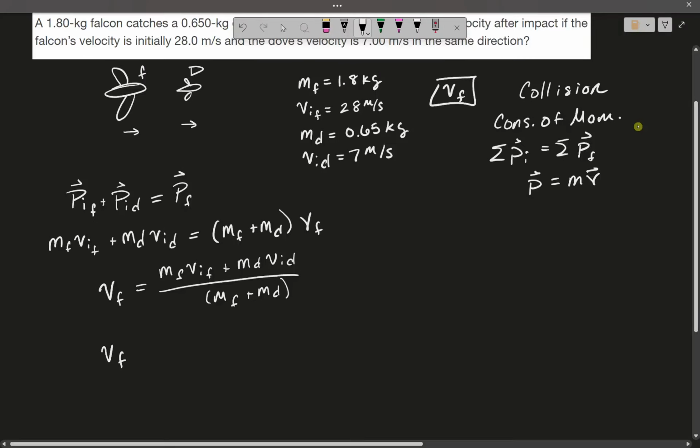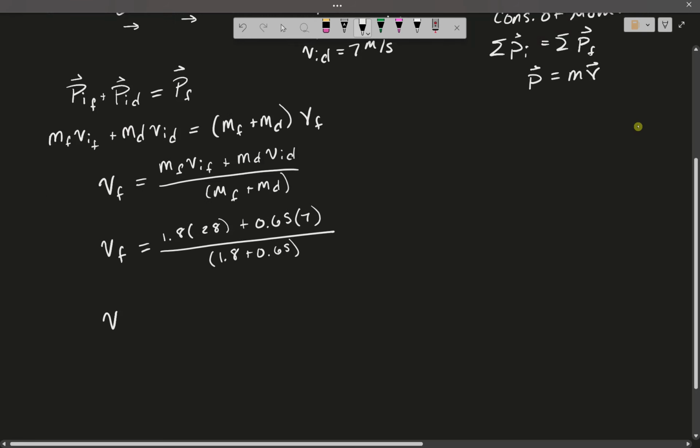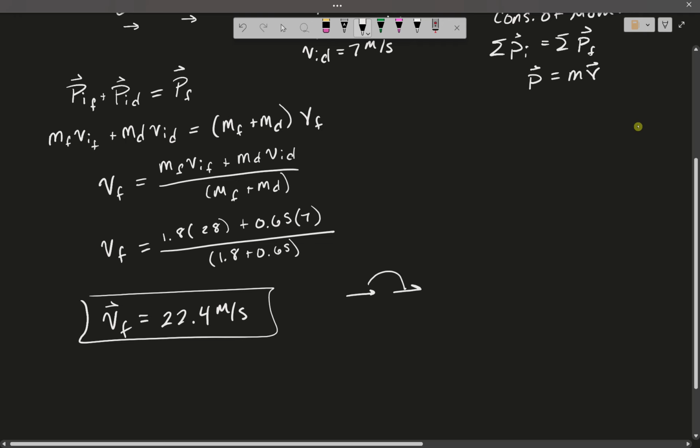So now I'm just going to plug in the numbers, and I get 1.8 times 28 plus 0.65 times 7 divided by their combined mass. And my final velocity is going to be 22.4 meters per second in the positive direction, because since they're both moving forward, whenever the falcon grabs the dove, they're still going to be moving in the positive direction.